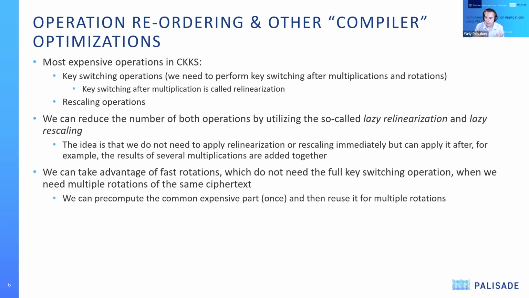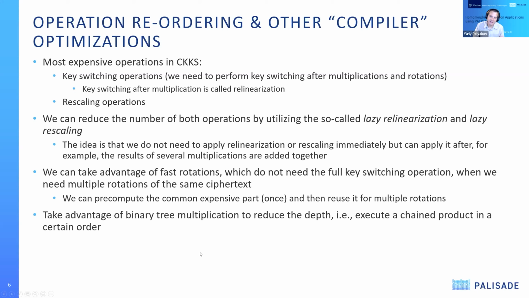So an important consideration was to rewrite our algorithm so we can have as many fast rotations as possible versus slow rotations. This is something that we did as part of this work as well. Then another consideration is the use of binary tree multiplication, which minimizes the depth, and that's a common technique, and we of course use it in this work. If we need to perform a chain product of a large number of ciphertexts, it's better to do it in a binary tree manner so that the depth would be basically logarithmic in the number of multiplications needed.